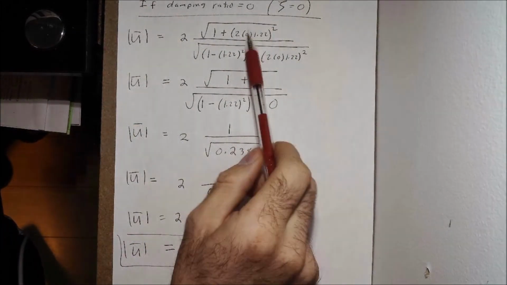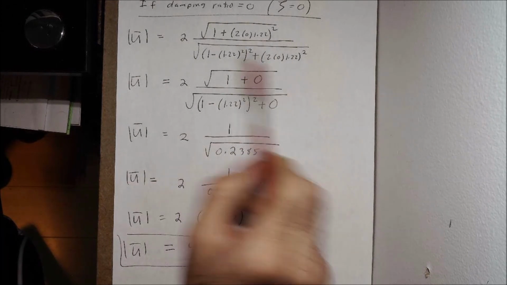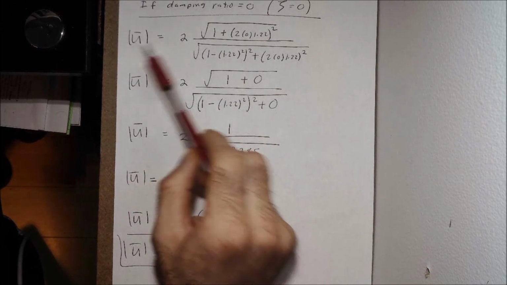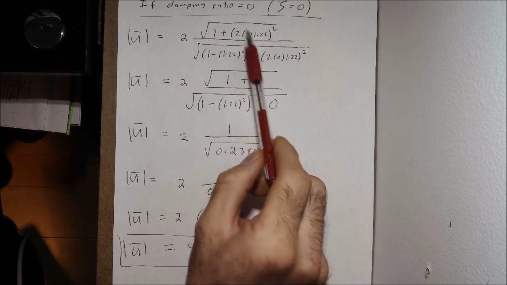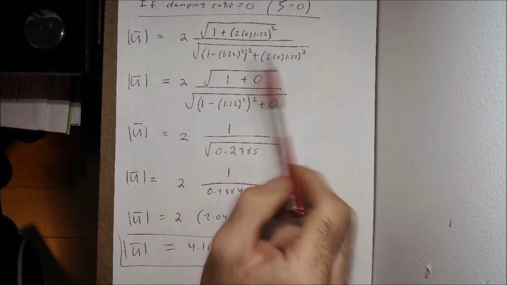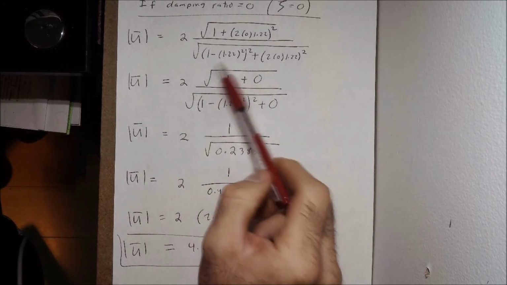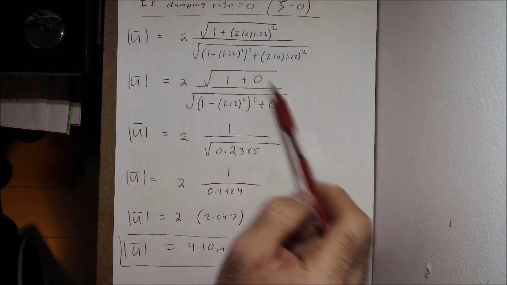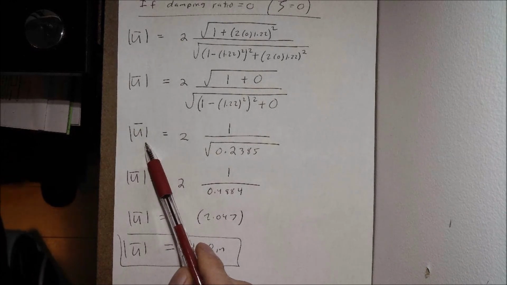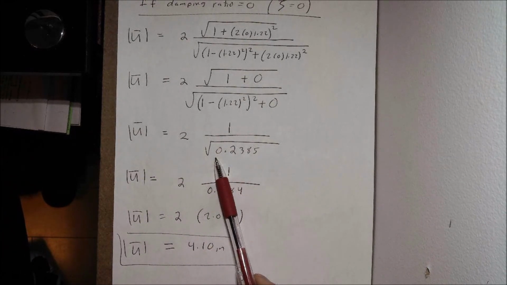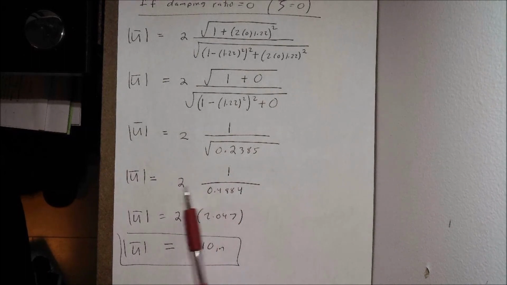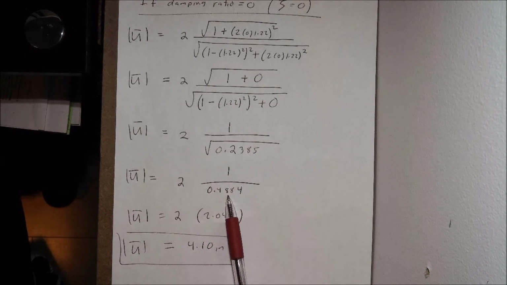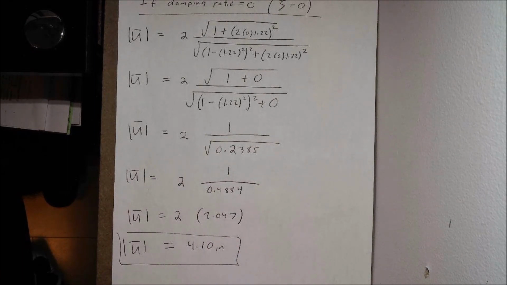So we can plug in our 0 here. Everywhere we have our zeta term, we plug in a 0. Now the magnitude of our u bar is equal to 2 times the square root of 1 plus 0, divided by the square root of (1 minus 1.22 squared) squared plus 0. So those terms go away. The magnitude of u bar is equal to 2 times 1 over the square root of 0.2385, which reduces to 2 times 1 over 0.4884, so 2 times 2.047 gives us an amplitude magnitude of 4.1 inches.